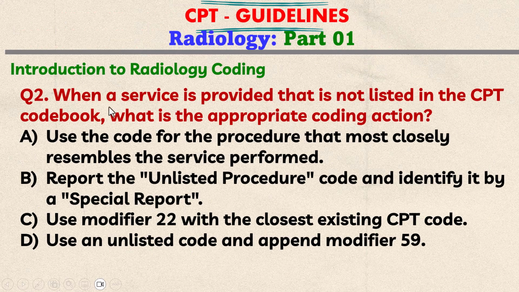Question number 2. When a service is provided that is not listed in the CPT codebook, what is the appropriate coding action? A. Use the code for the procedure that most closely resembles the service performed. B. Report the unlisted procedure code and identify it by a special report. C. Use modifier 22 with the closest existing CPT code. D. Use an unlisted code and append modifier 59.